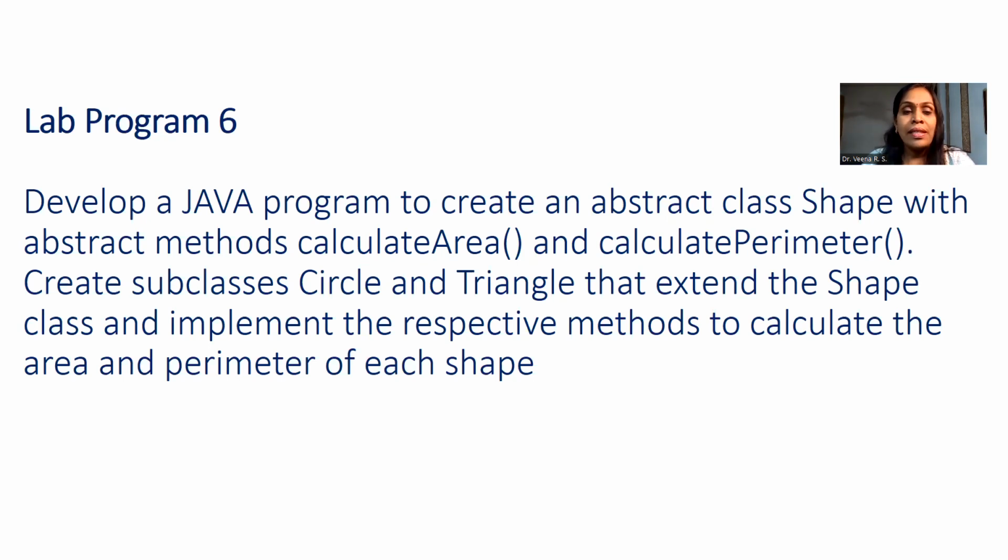Same as here in this lab program 6, you have to create an abstract class called Shape, and it should have 2 abstract methods called calculateArea and calculatePerimeter. And you have to create 2 subclasses named Circle and Triangle that extend the class Shape and implement the same respective methods in these 2 subclasses to calculate the area and perimeter of the respective shape. To analyze this problem, first we will see just the introduction to the abstract class and abstract method, and then we'll go ahead with the program.